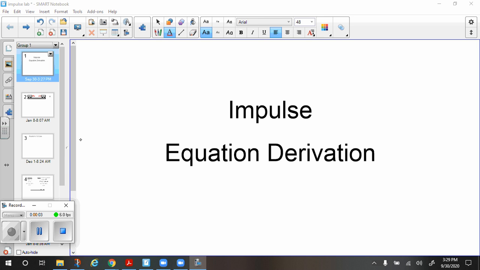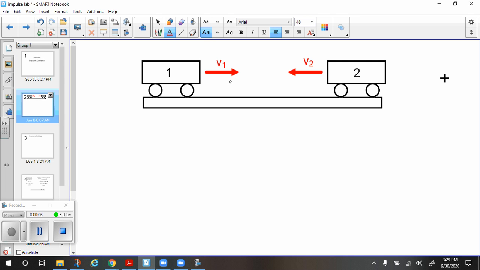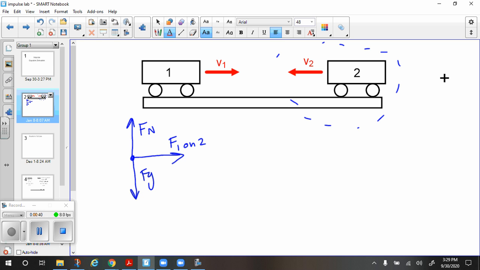In this video, we're going to derive an equation for impulse. So let's start with a situation where we have our two cars traveling towards each other, and they collide with each other. I'm going to put car 2 here in my system and draw a force diagram for car 2. We have the force of gravity acting down on car 2, the normal force acting up on car 2, and then we have a force applied, the force from 1 on 2, in the positive direction.